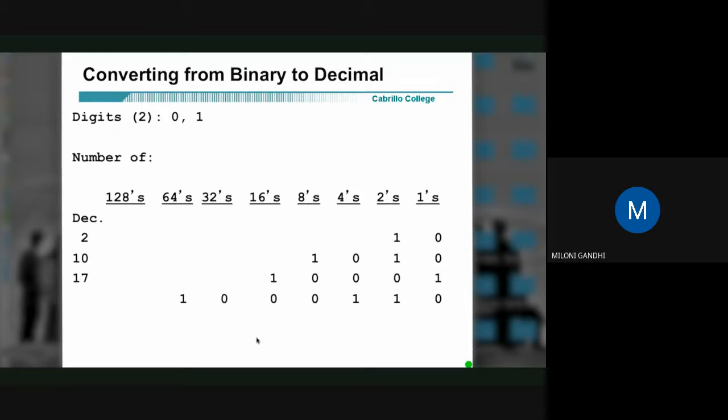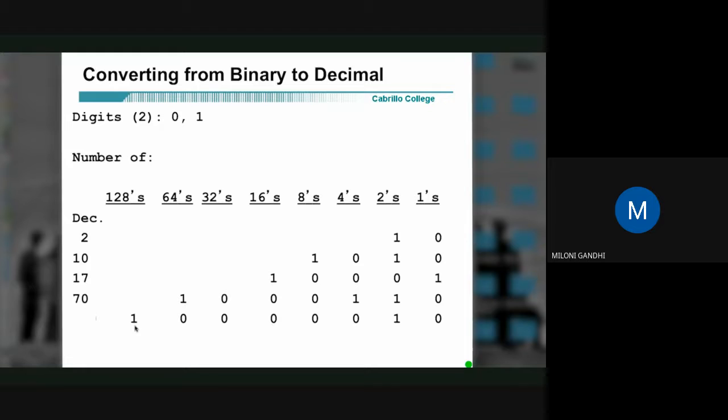How about this? Notice that each column is 2 times the previous column. So 64 plus 1 in the 4s, that's 68. Plus 1 in the 2s, that's 70. I have 0 everywhere else. 70 is the answer. How about this one?